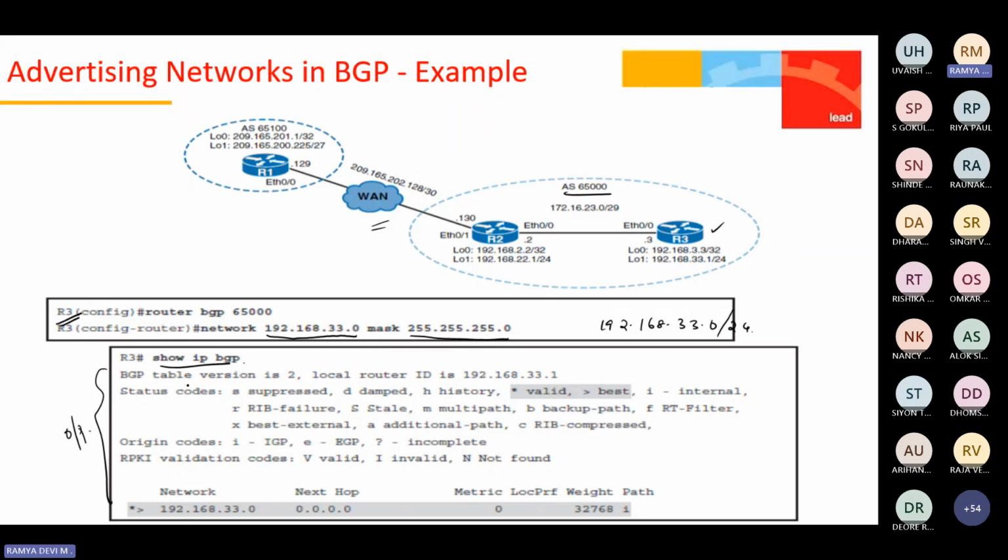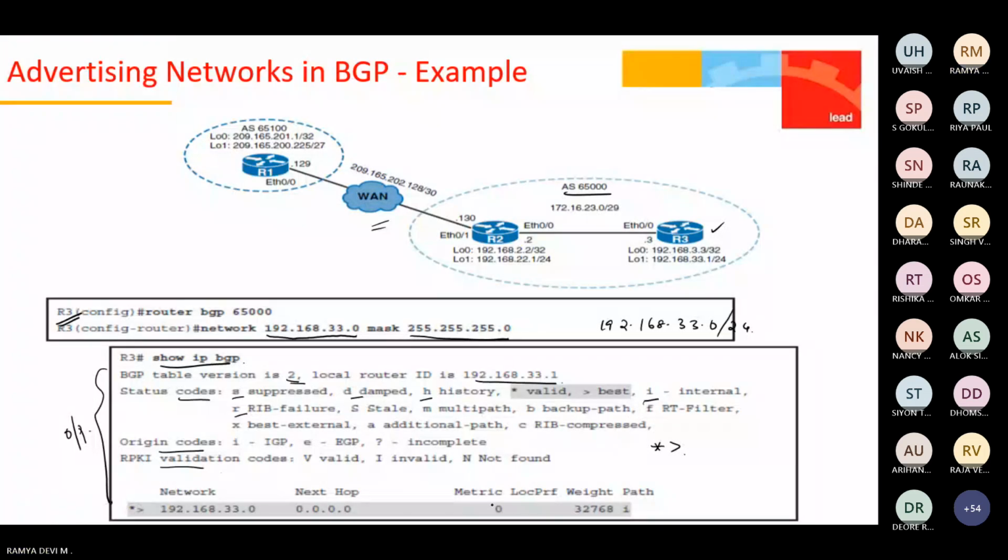The BGP table version number is 2. The local router ID is shown here. These are the status codes: s for suppressed, d for damped, h for history, i for internal, r for RIB failure. Then the origin codes show whether it is iBGP, eBGP or incomplete. And the validation is shown here. Which routes are valid? This is indicated with the star symbol.